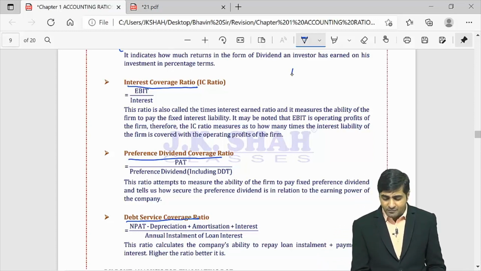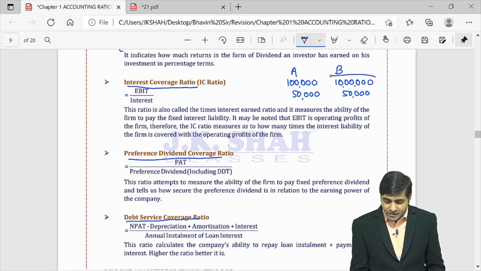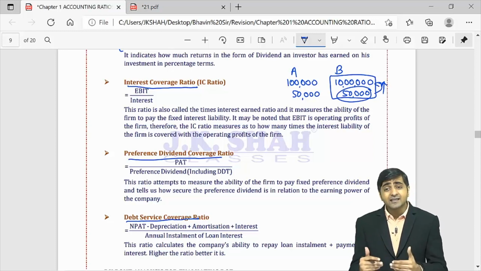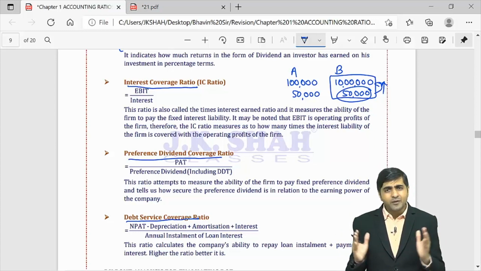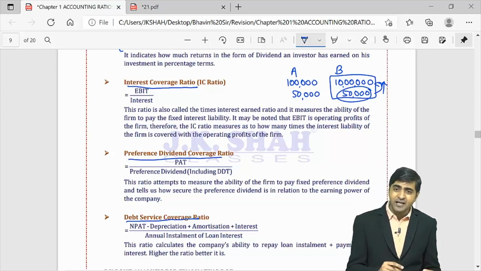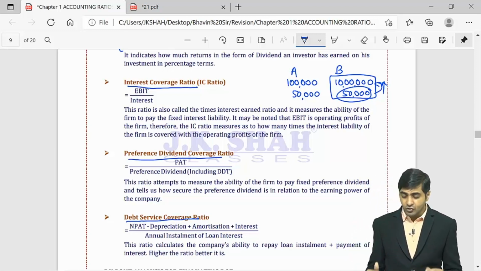So let's say for example, there are two companies, A and B. A has an EBIT of 1 lakh, B has an EBIT of 10 lakhs. And guys, both of them are paying interest of 50,000. So can I say that company B has a higher coverage of interest on the EBIT, and the higher the ratio, the lesser will be the risk. So we have 10 lakh rupees to pay interest of 50,000, whereas for company A, we just have 1 lakh rupees to pay the interest of 50,000 rupees. And guys, if this ratio is higher, it indicates that risk is going to be lower.